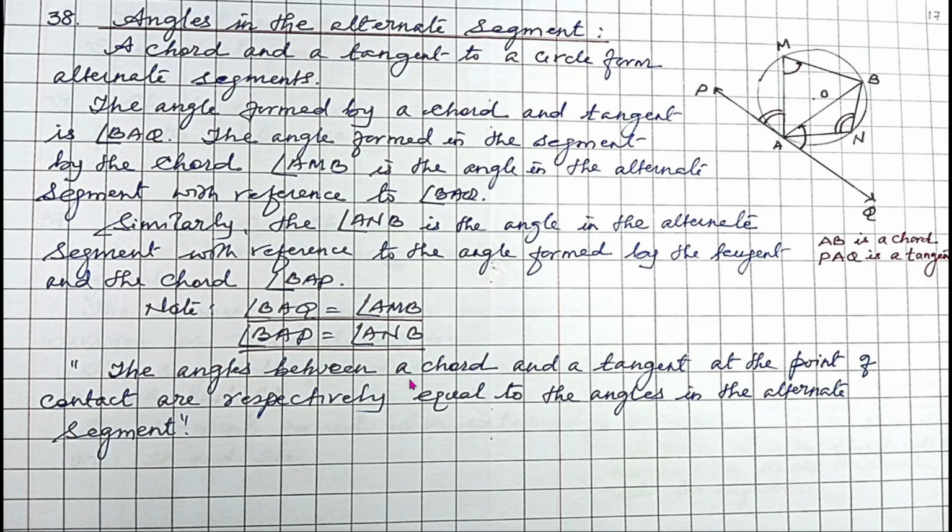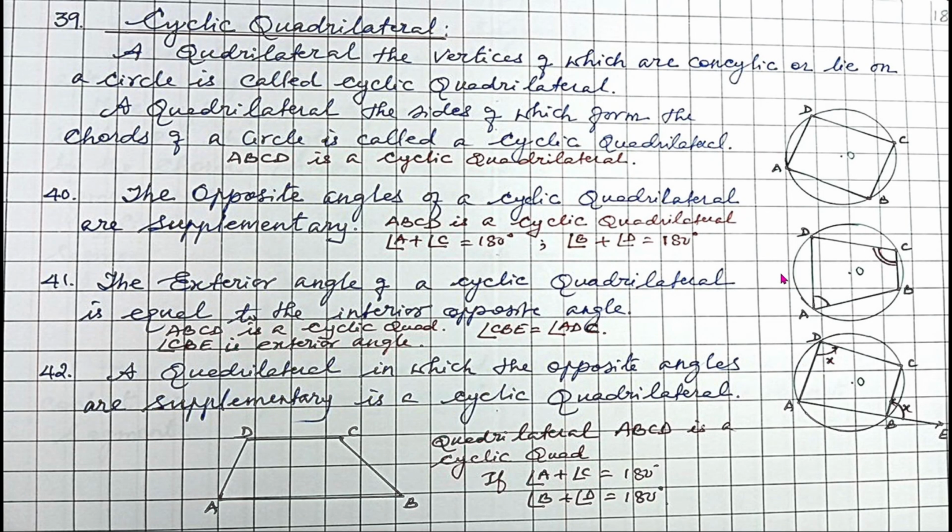Therefore remember, the angles between a chord and a tangent at the point of contact are respectively equal to the angles in the alternate segment. Very important property, remember. For angle BAQ, the angle in the alternate segment is AMB. For angle BAP, the angle in the alternate segment is ANB, and angle ANB is equal to angle BAP, and angle BAQ is equal to angle AMB. Remember, very important property again.